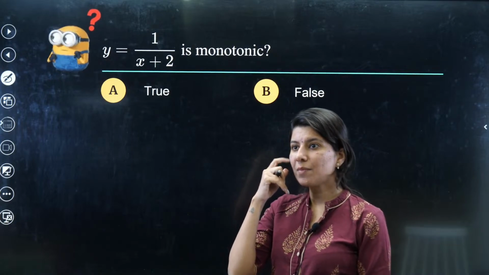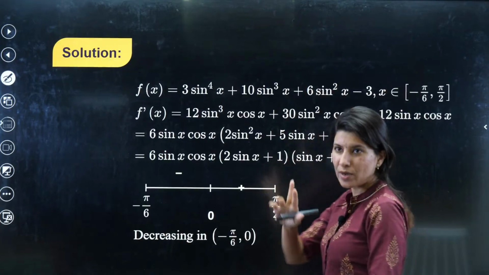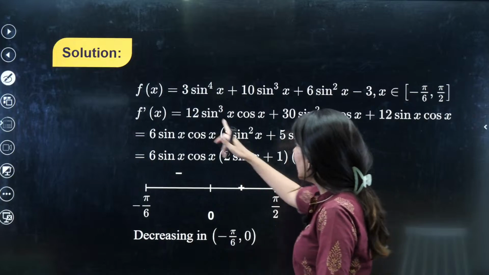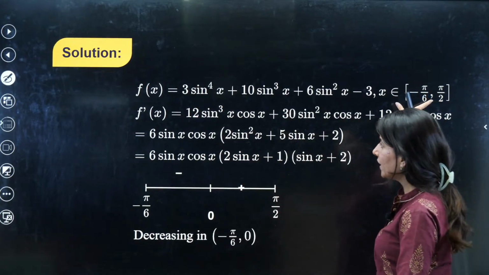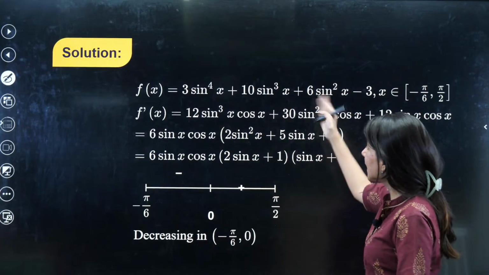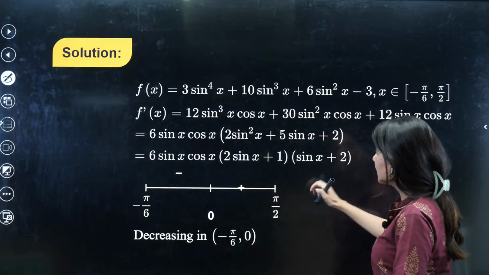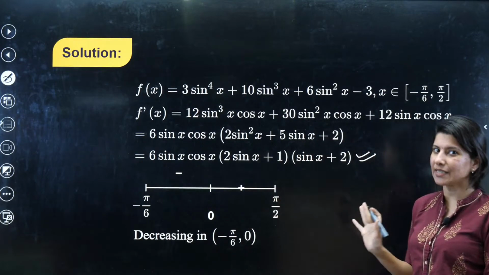GT's art is saying, ma'am, I did not get it. Okay, so previous question, let me just explain one more time for GT's art. f x is this. This is your interval. Now f dash x is this. We take 6 common, sin x common, cos x common, we got this. So finally we are getting this expression. I hope that getting this expression is easy.